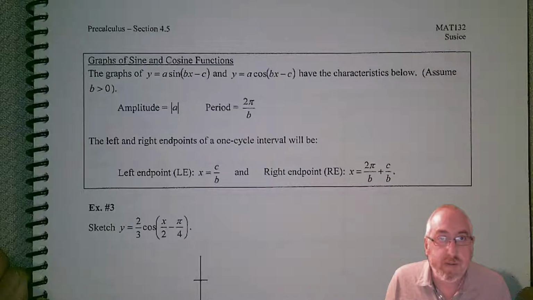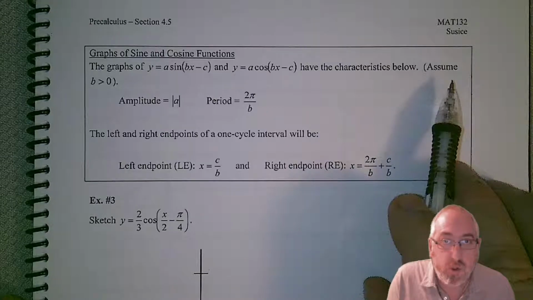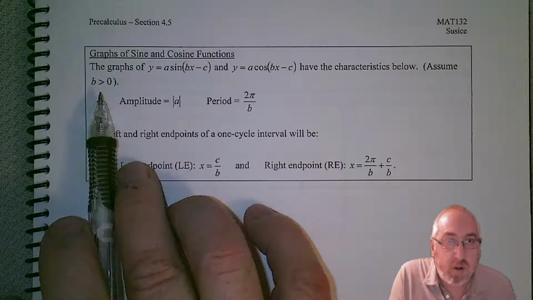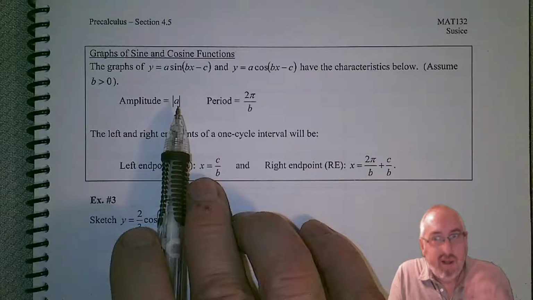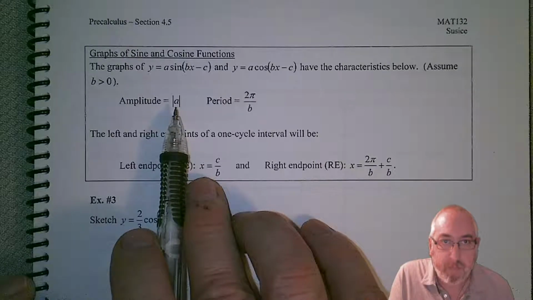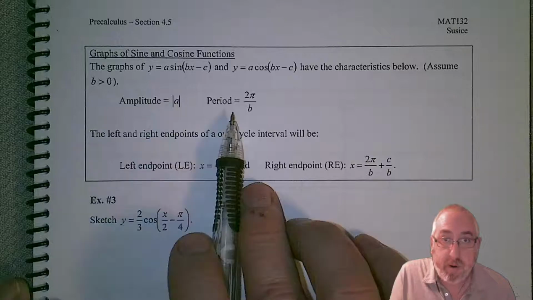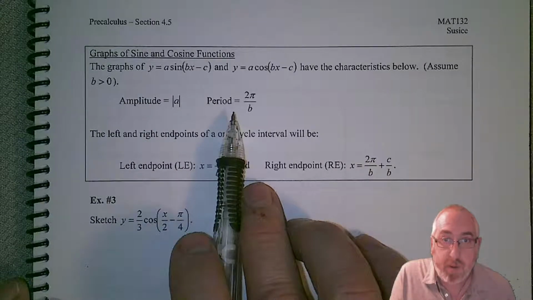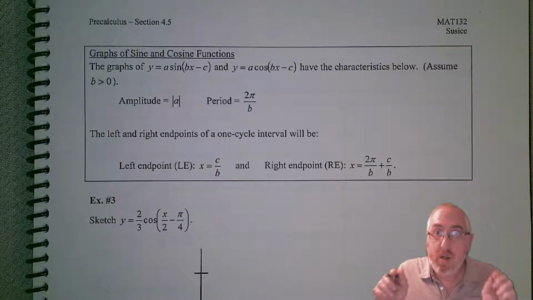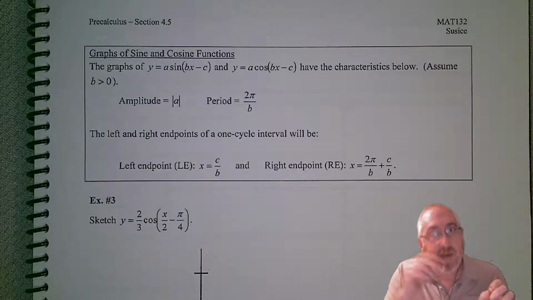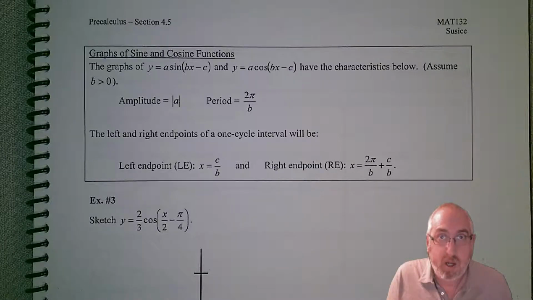One of the things we do want to assume though is that b is greater than 0. We know that the amplitude is the absolute value of a, because just because a is negative, we don't want that, as it's going to give us the lowest value, not the highest. We want the highest value, so absolute value. The period is 2 pi over b. And now we can look at the endpoints of one cycle. If we look at the endpoints of one cycle, that'll dictate everything else that happens in between. So we just have to look at what happens to those two ends.